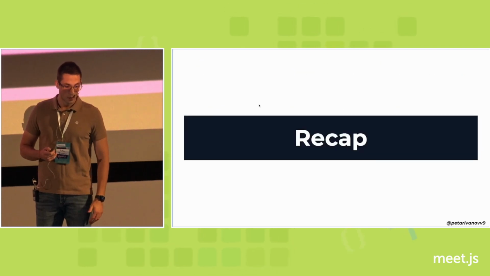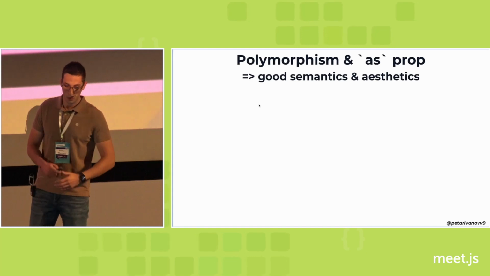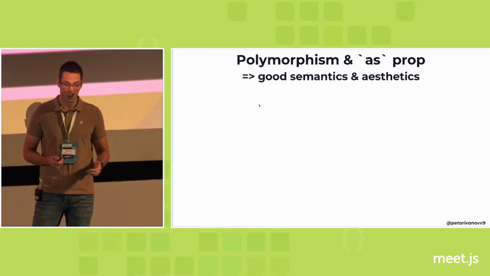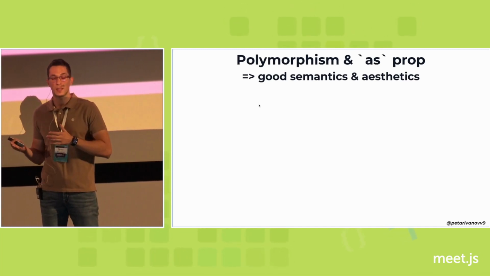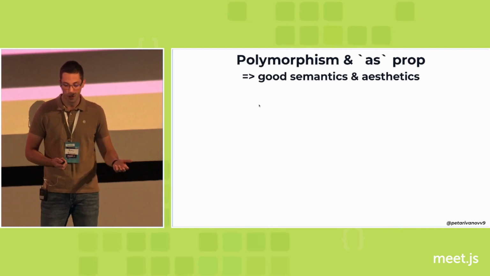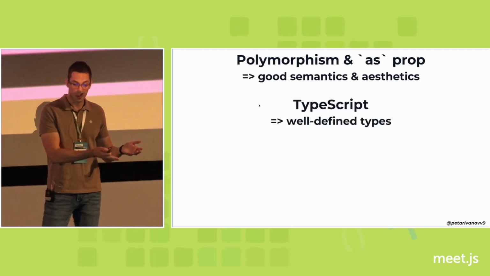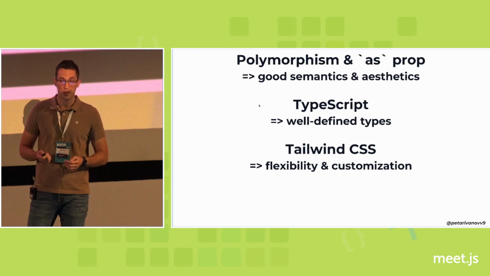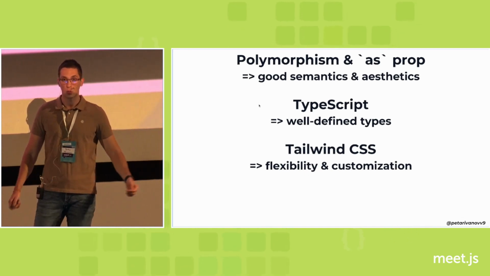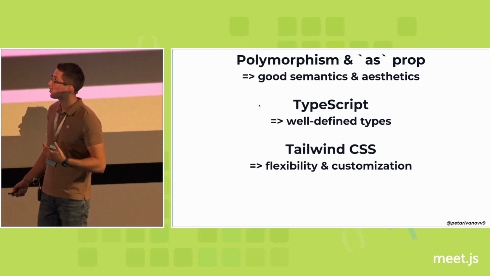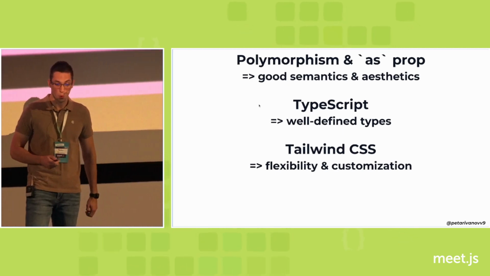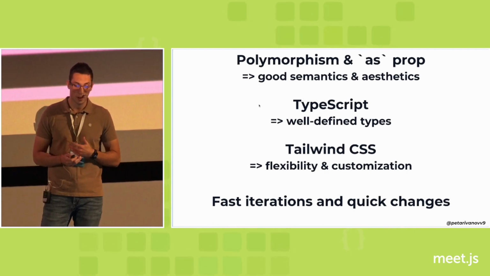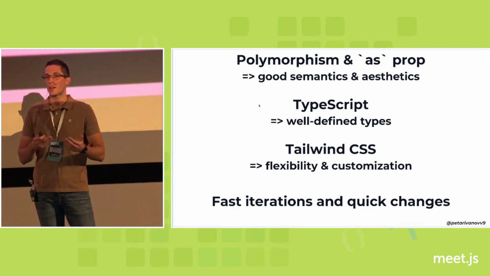And as a recap, a few things. We decided the first thing is to use polymorphism and the S prop. This gave us a way to have good semantics and aesthetics, so we can control this from the outside. We decided to use TypeScript, so we have well-defined types based on the S prop. We decided to use Tailwind CSS, so we have a lot of flexibility and customization because of their utility-first approach. And lastly, the whole library and the whole technologies gave us a way for fast iteration and quick changes regarding the design system.